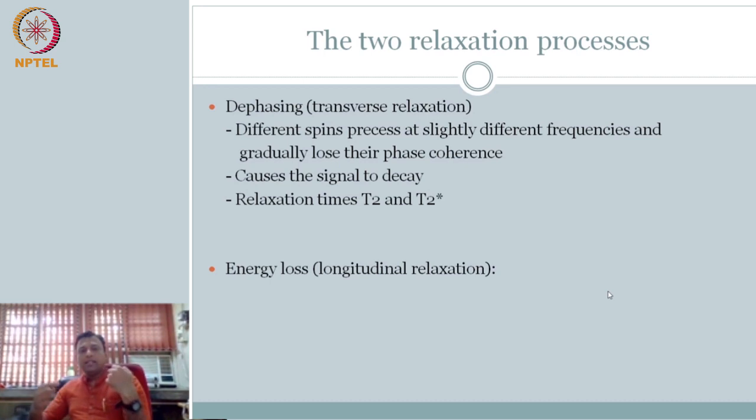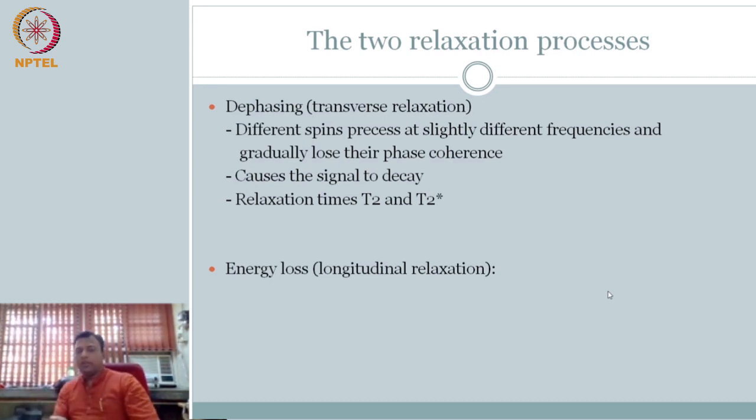This is also called spin-spin interaction, right? Because there is one spin and another spin, they all interact with each other, and therefore there is a change in the local magnetic field. You can look at it whichever way. Magnetic field changes, your omega changes. So this makes the signal decay. And then there is a relaxation time T2 and T2 star. So that means it starts to relax due to dephasing.